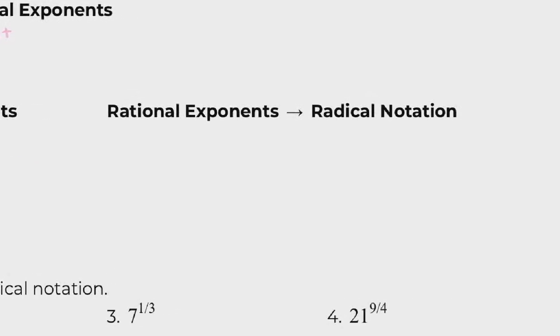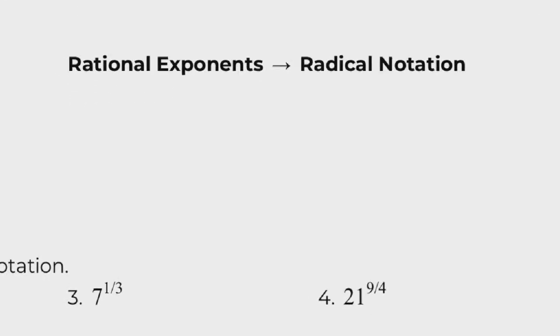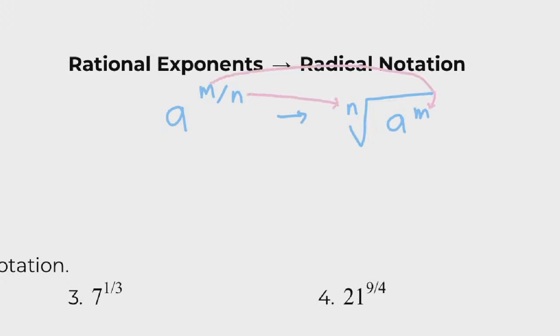And writing rational exponents to radical notation, so this would be the opposite. If we have a to the m over n power, that will become the nth root of a to the m power. So the numerator is the exponent and the denominator is the root or the index.